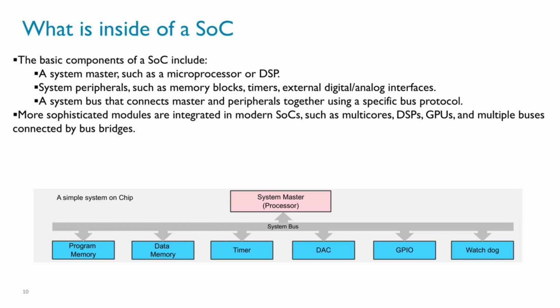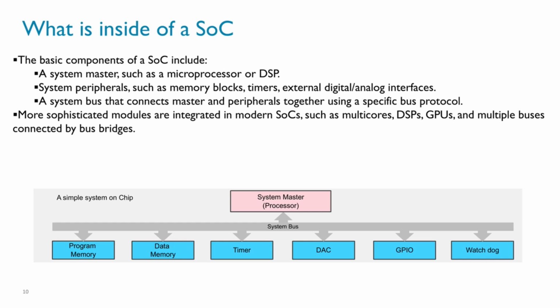GPIO, or General Purpose Input/Output. These are pins that can be configured by software to be either inputs, like for reading a button press, or outputs, like for turning on an LED. And a watchdog timer. This is a crucial safety feature. It's a special timer that the system must reset periodically. If the software crashes or hangs, it fails to reset the watchdog, which then automatically reboots the system.